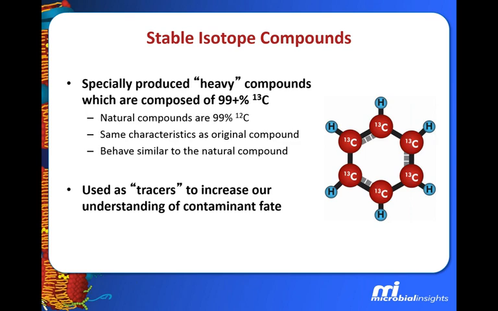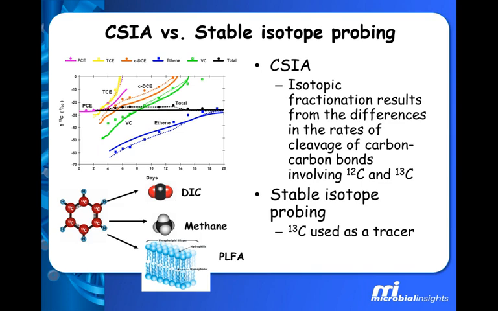The only difference between, say, benzene that is fabricated totally from carbon-13 and natural benzene is just going to be in mass. They're going to have the same chemical and physical properties, except for those that are going to be affected by mass. What we're going to do is use that carbon-13 as a tracer to help increase our understanding of what the fate of a particular contaminant is going to be in a particular environment.